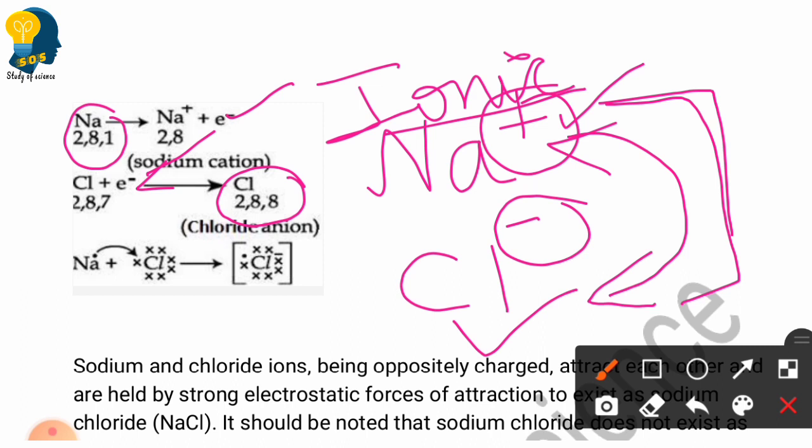Chlorine becomes very stable by gaining 1 electron. You can observe the positive and negative charge here. Positive and negative charge attracts each other. Thereby it forms a bond called ionic bond.